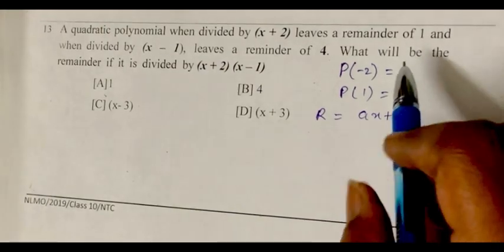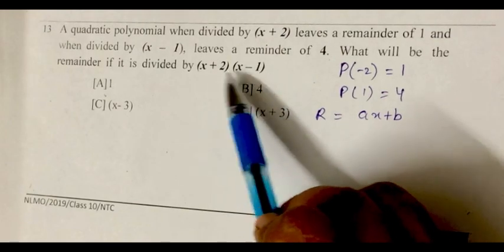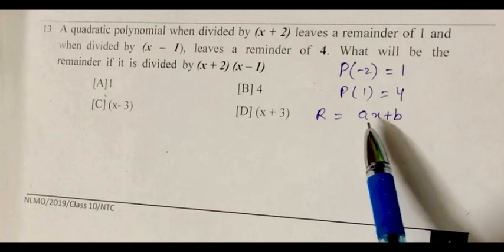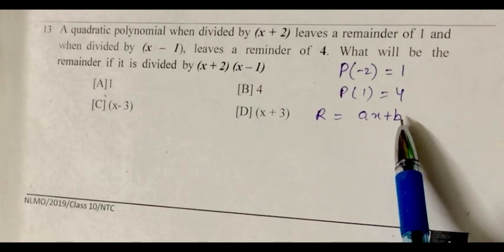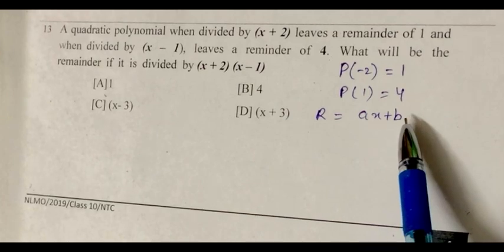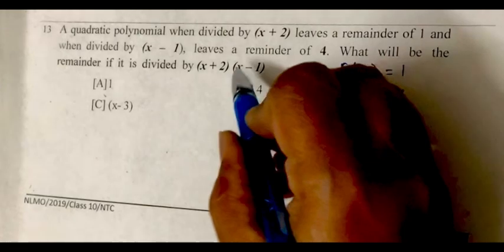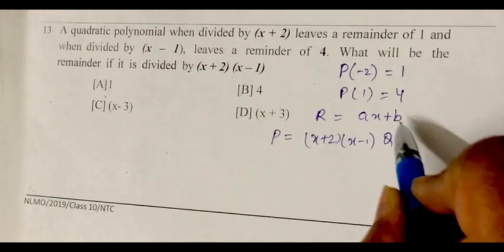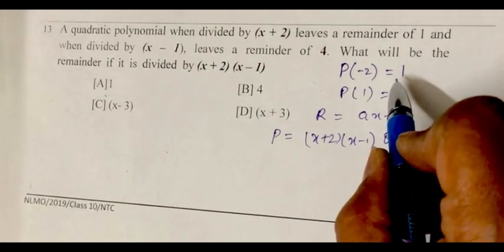Why ax plus b? Because if a quadratic polynomial is divided by these two factors, then the degree of the remainder is less than or equal to 1. Its degree cannot be greater than 1, so it has to be ax plus b, some linear polynomial. Now we write P as P equal to (x plus 2)(x minus 1) into quotient plus the remainder, that is ax plus b. Now we have P of minus 2 is equal to 1.